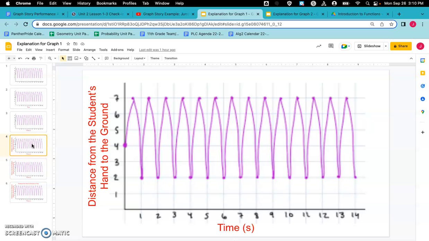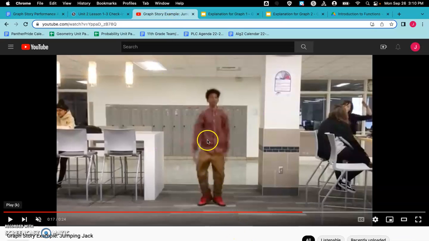Okay, and then in this case, for this graph, it's the distance of the student's hand off the ground. So you can see when he's at his low point, the hand's about 2 feet off the ground, right? You can measure, from the bottom of your foot to the middle of your thigh, it should be about 2 feet.